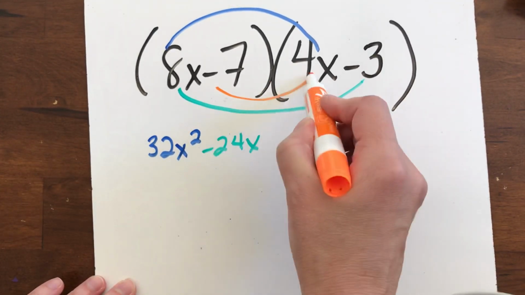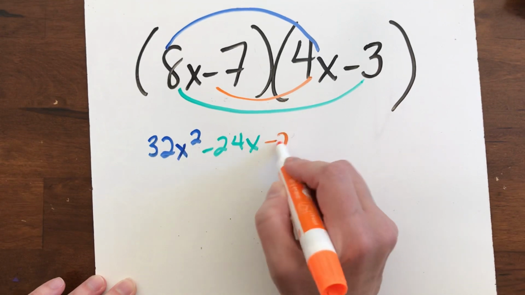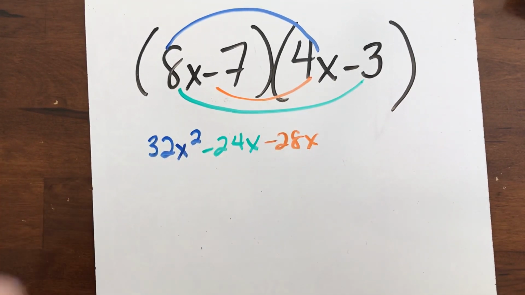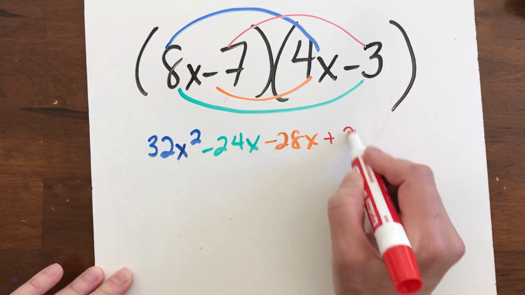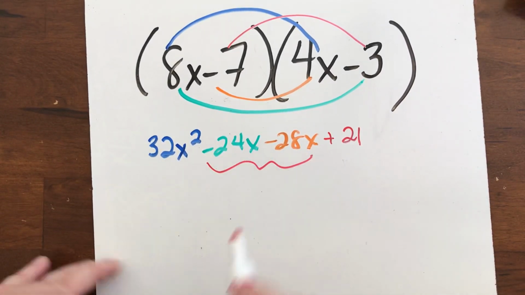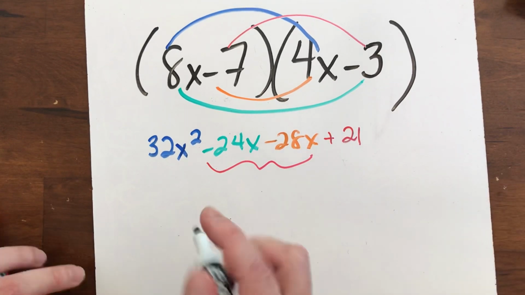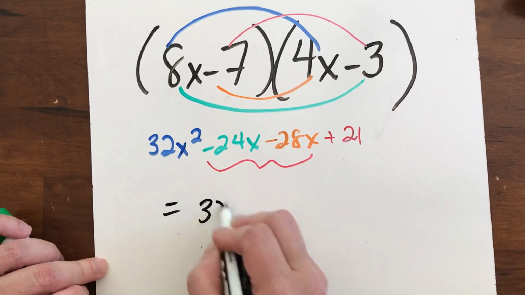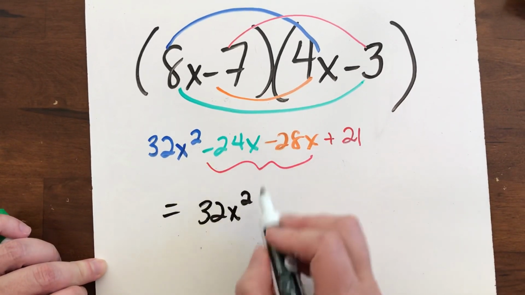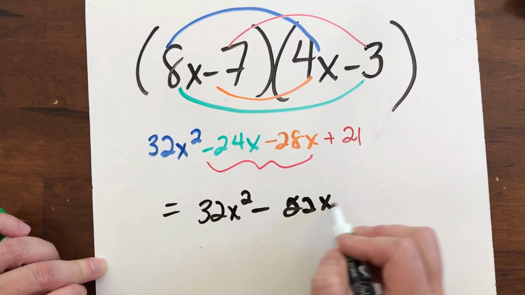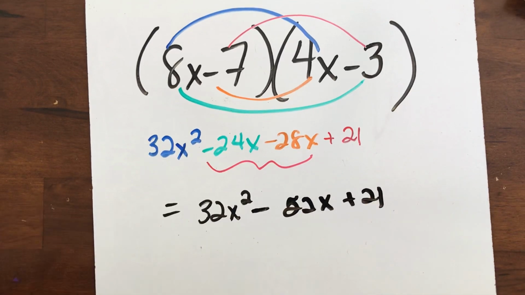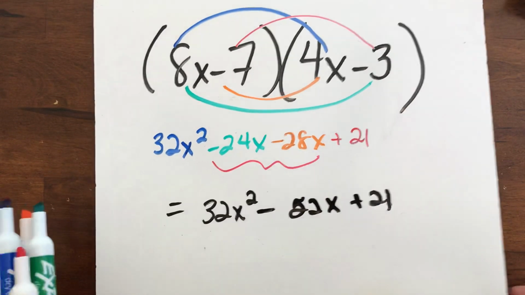Inner is going to be negative 7 times 4x, which is negative 28x. And then the last ones, negative 7 times negative 3 is positive 21. Now right here, I can combine those together. So my final answer is going to be 32x squared. Negative and a negative, you can add them together. 8 and 4 is 12. So you're going to have negative 52x plus 21. And you're done. Okay. All right.